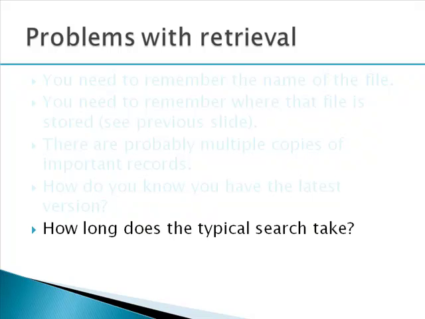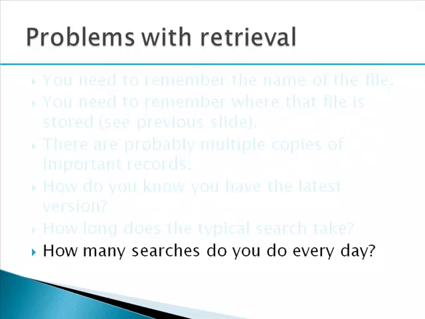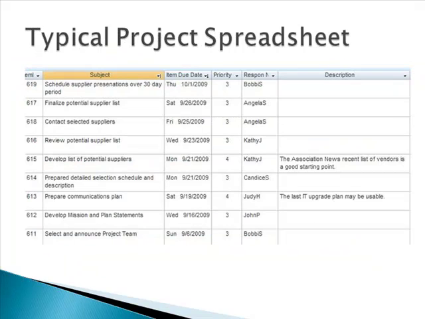There are probably multiple copies of important records, and how do you know you have the latest version? Final two questions. How long does the typical search for information take, and how many searches do you do every day? Let's take a look at the typical project spreadsheets. This is where much of our information is stored.